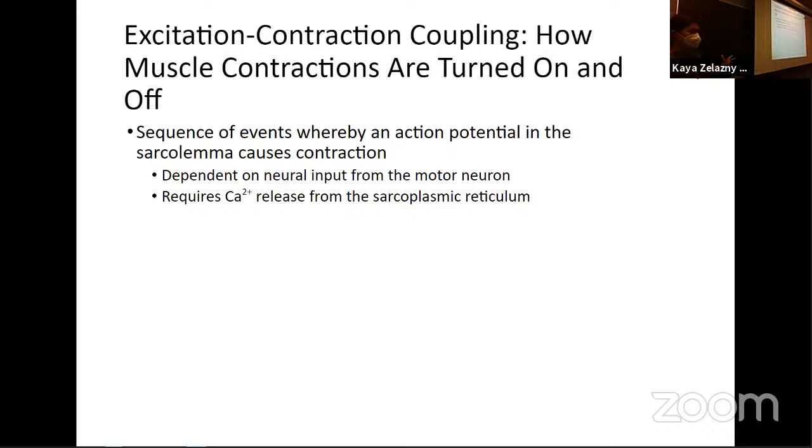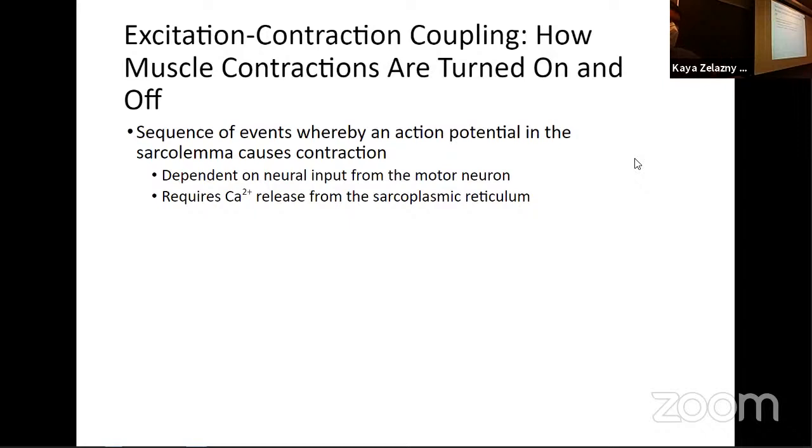And so then we're going to have this sequence of events where we take the action potential in that neuron. We're going to pass it to the muscle cell that has this specific plasma membrane that we've given a new name, the sarcolemma. And that's going to cause our contraction. So this is going to be dependent on the fact that we have our neural input coming in down the nerve. We're releasing our neurotransmitter, our acetylcholine. And then that's going to cause the muscle fiber to release calcium from where it's being stored in the sarcoplasmic reticulum, in those lateral sacs that we looked at.